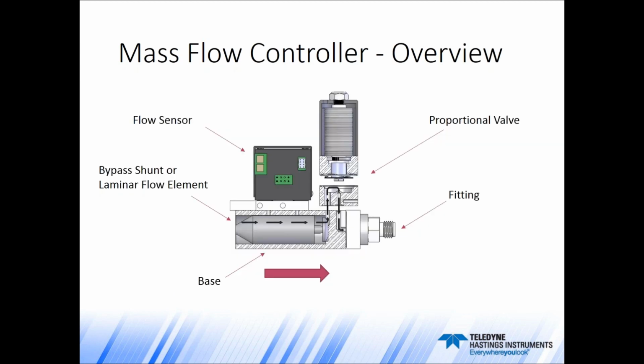Now the bypass shunt is installed into the base, which is usually made from stainless steel. There are system connections or fittings that connect the MFC to the user's piping or tubing. And note, I'm only showing the exit or downstream fitting in this image. So we see the flow travels through the bypass shunt. Remember, some of the flow is going to go up through the flow sensor. Now the flow is heading up into the valve.